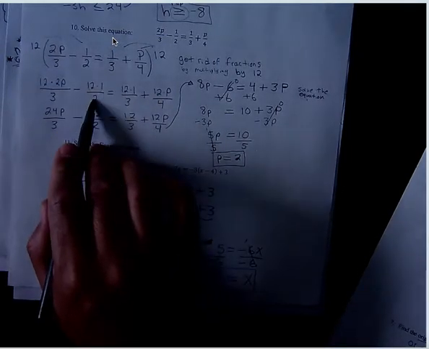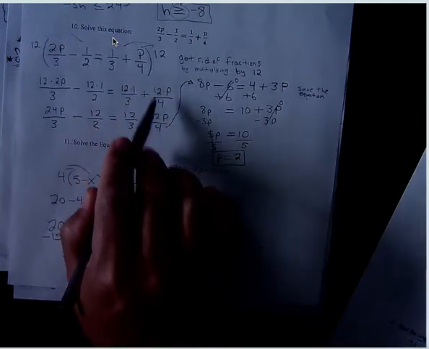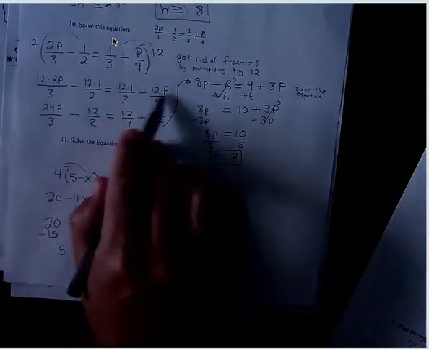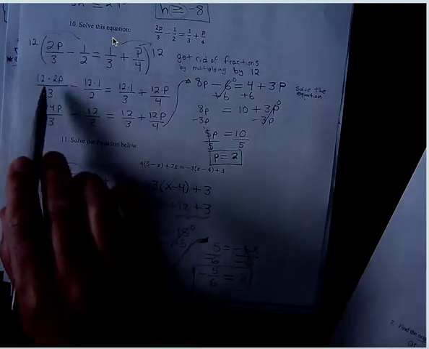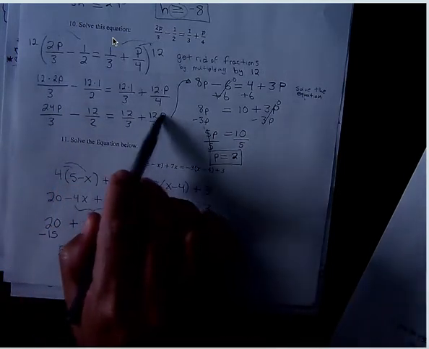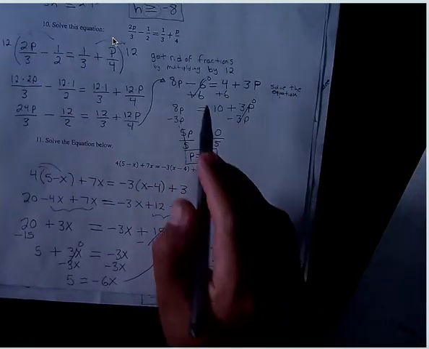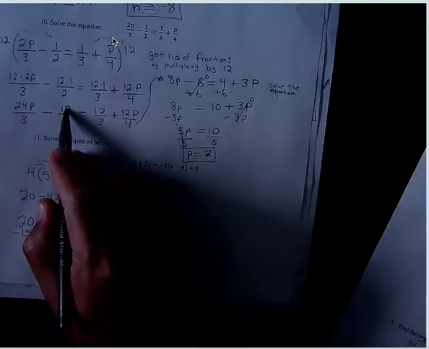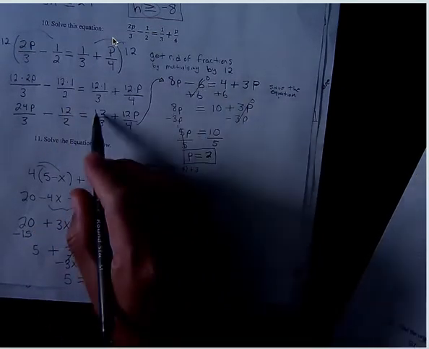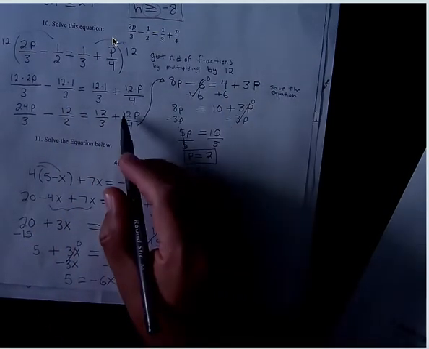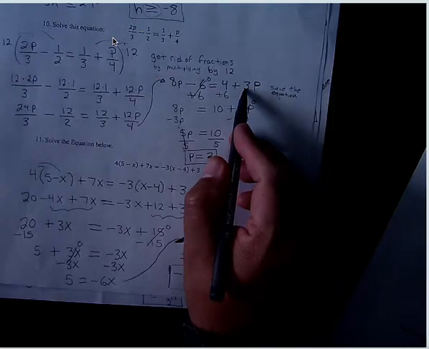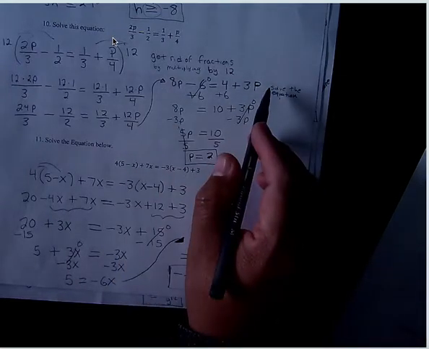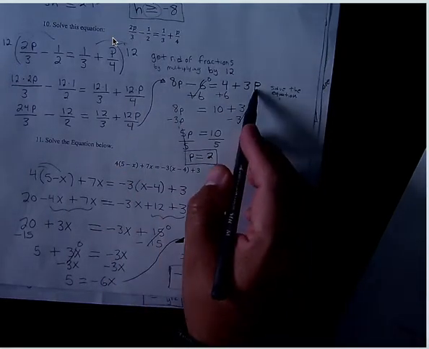And if you notice, 12 can be divided by 3. That's what I was saying. These numbers divide 12 in every term. And I have it here. I simplify it a little bit more. And then here, that's when I get rid of the fraction. 24 divided by 3, that's an 8. 12 divided by 2, that's a 6. 12 divided by 3, that's a 4. 12 divided by 4 is a 3. So we got rid of the fractions. Now it's a simple equation. Solve for P, and that's what I get.